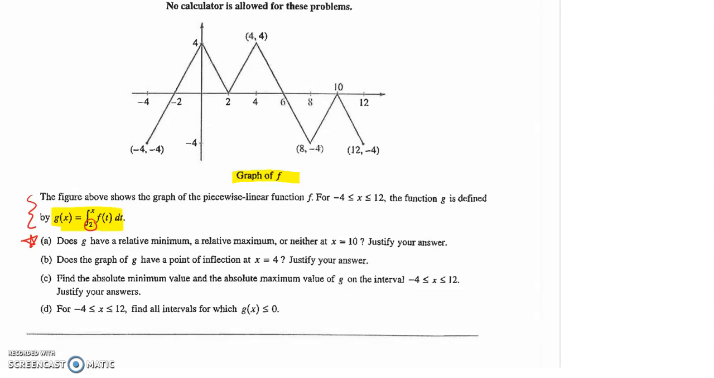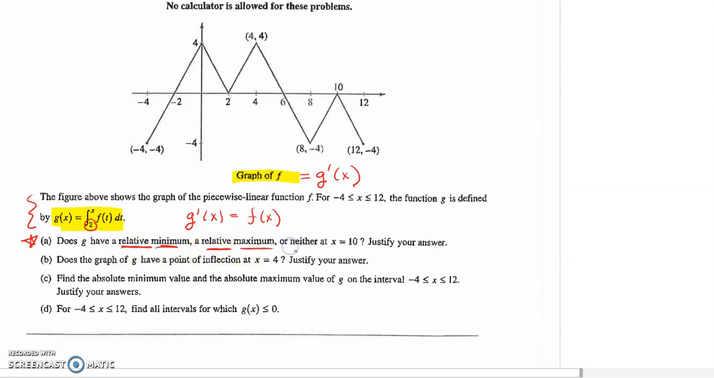So by using fundamental theorem of calculus part 1, I understand that g prime of x will equal f of x. So this graph is a graph of g prime of x. Somewhere within your answer space on the AP test, you are going to definitely want to denote that. They will look for that. So let's get started. Does g have a relative minimum, relative maximum, or neither at x equals 10?